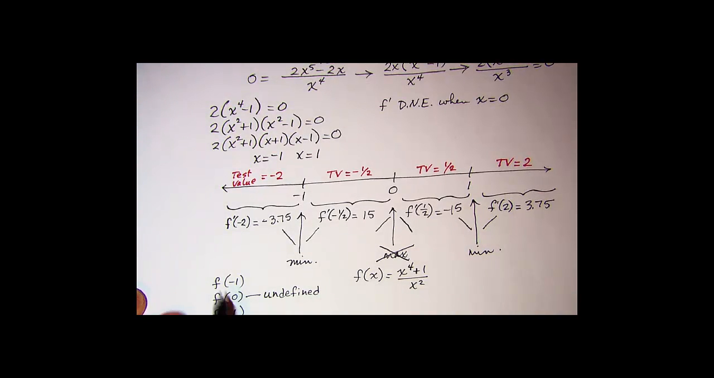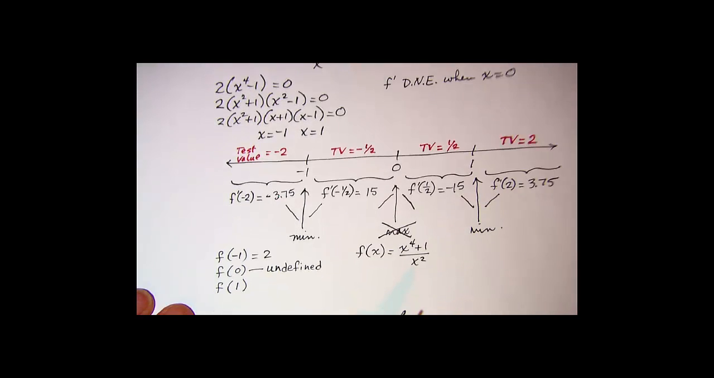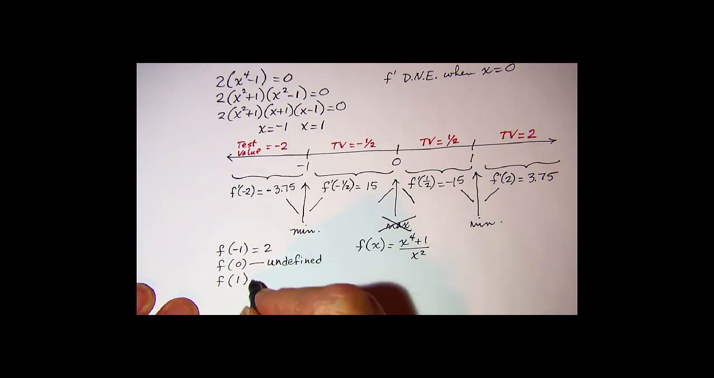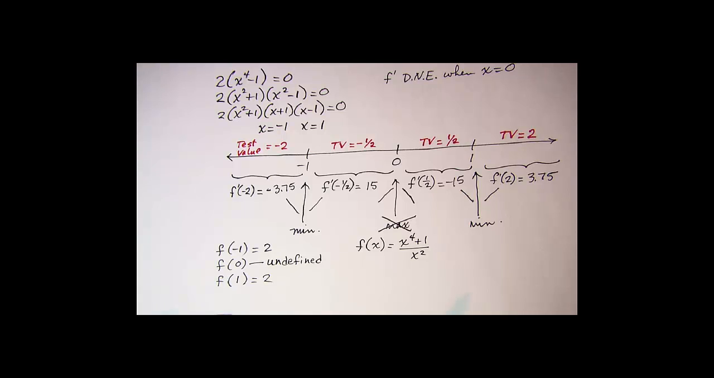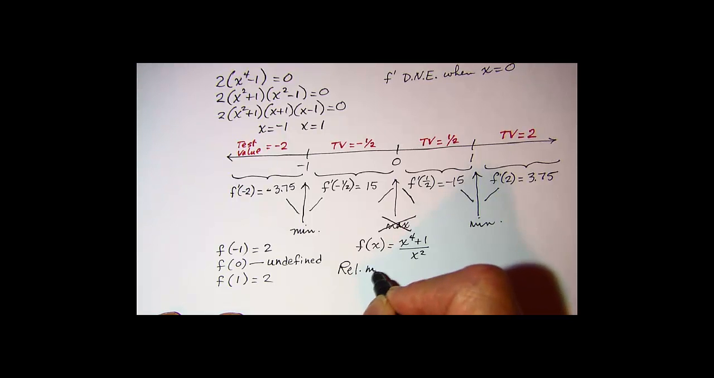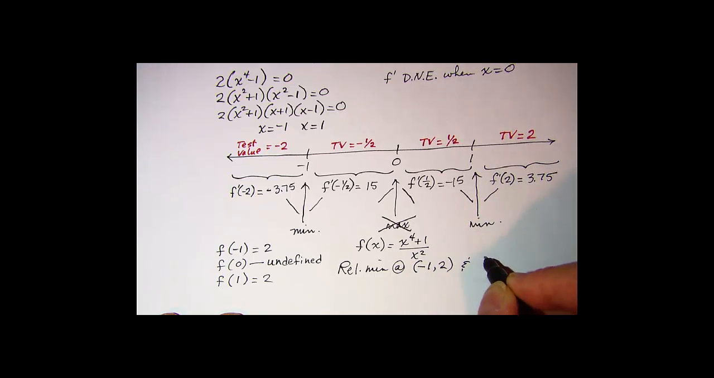And we can put in -1. -1 to the 4th power is 1. So we have 1 plus 1 is 2 over 1. So this value is 2. And also when we put 1 in, we get 2 over 1, which is 2. So we have just minimums, relative min at -1, 2, and 1, 2.